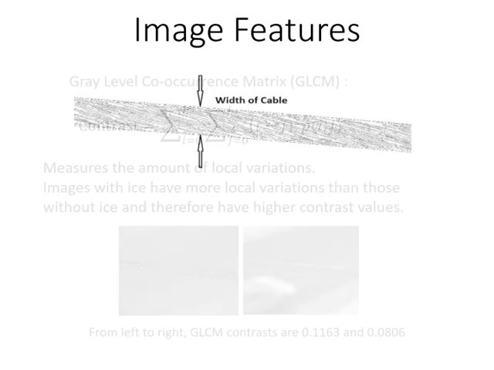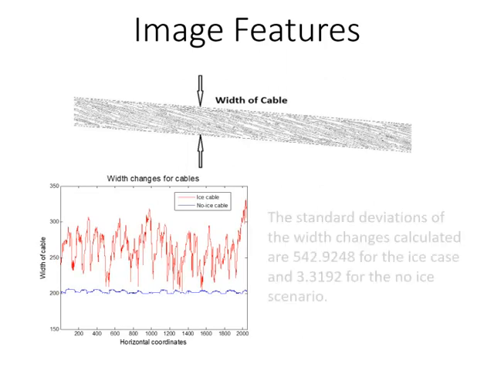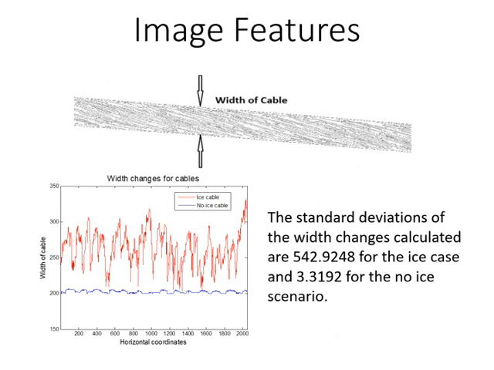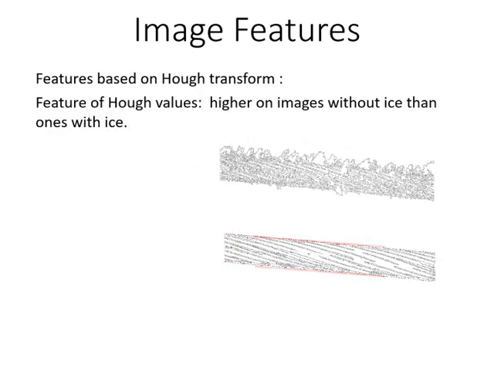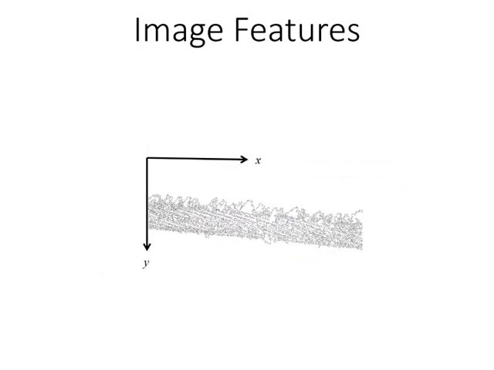Another good feature would be to measure the width of the cable as we analyze the cable from left to right. It will lead to the signatures that we see on the bottom plot, where the simple standard deviation of those samples can detect the eyes. Another good feature that can be used is based on the Hough Transform, where we can see that in the Hough parameter space we will have higher values on images that do not contain eyes on the cables. The detection of straight lines in the Hough Transform will be limited to angles below 90 degrees and distances as indicated in the diagram.